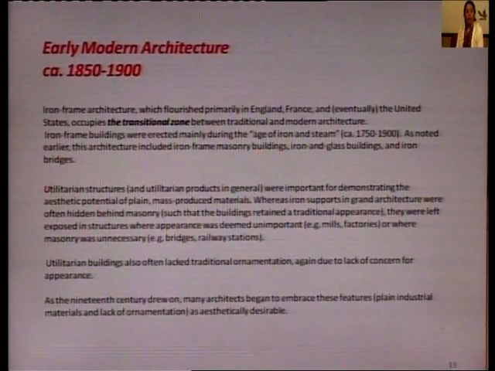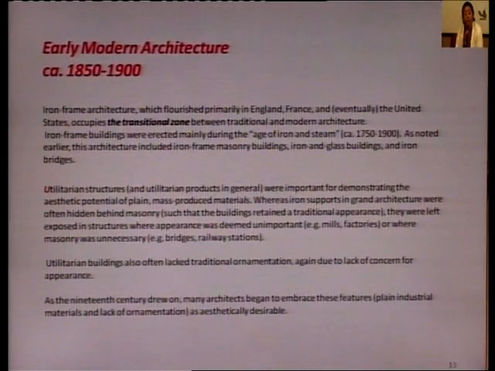So the iron frame architecture that we talked about occupies the transitional zone between traditional, that's the timber, the compressive architecture, and the modern architecture. The iron frame buildings were erected during the age of iron and steam. As noted earlier, this architecture includes iron frame masonry buildings, iron glass buildings, and iron bridges.